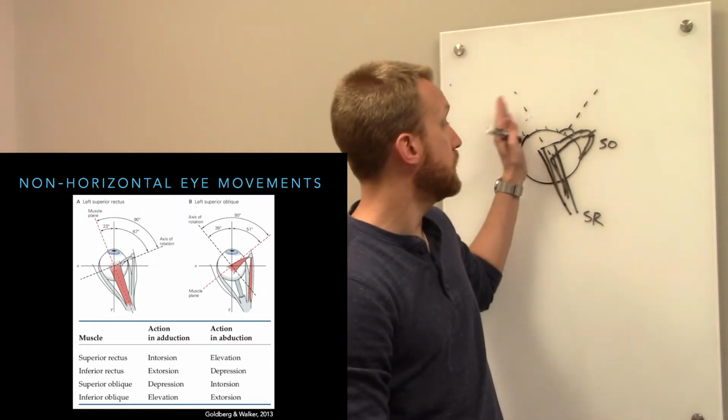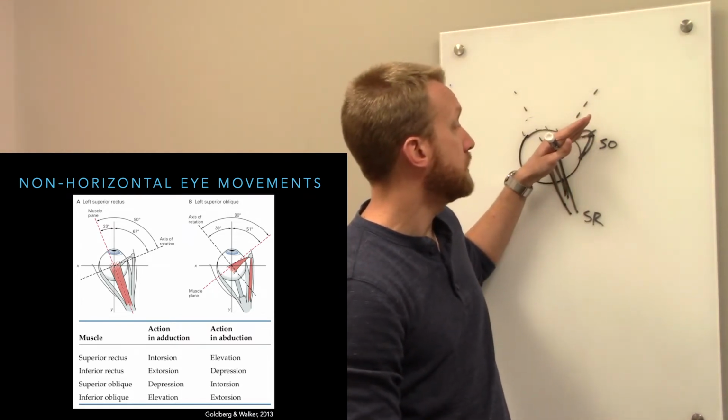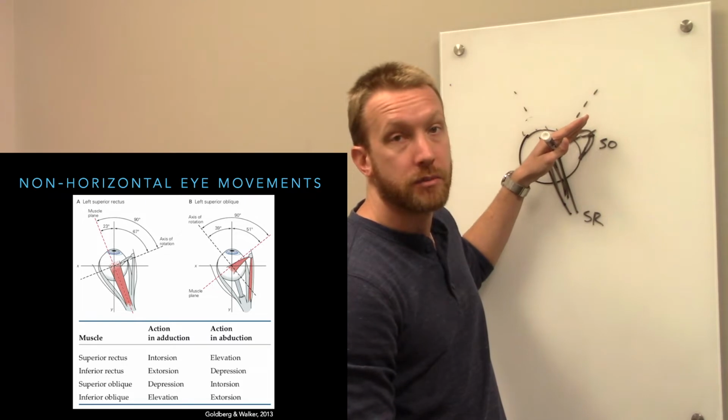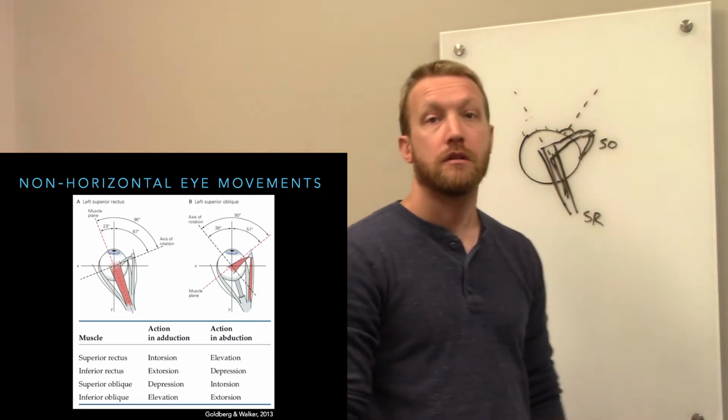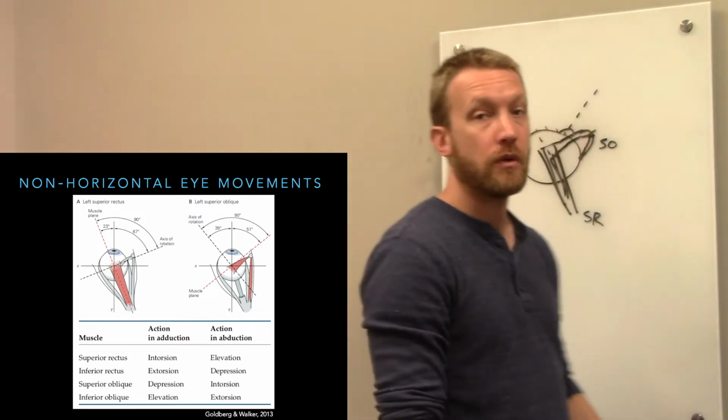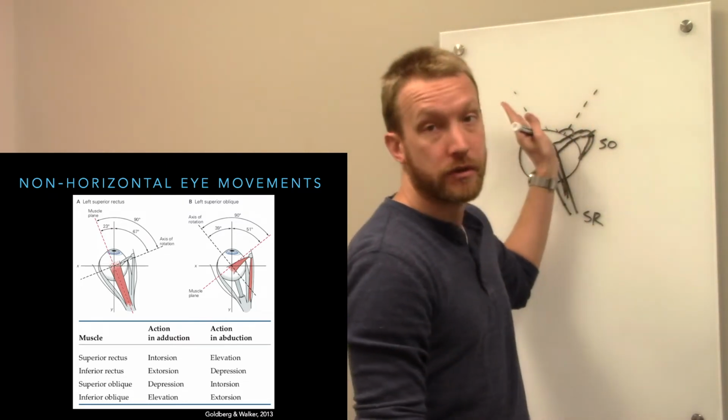If I'm completely adducted, then the superior oblique is just going to give me depression. If I want depression while abducted, I need the inferior rectus.